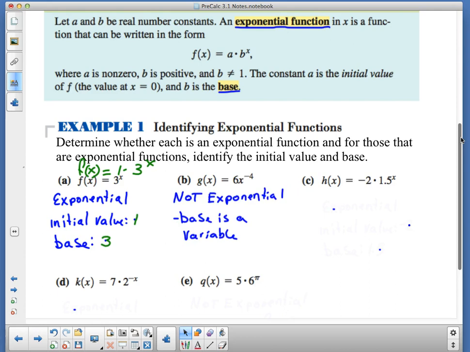Now that you've got a couple examples, you guys go after the other 3 real quick. See how you're doing.